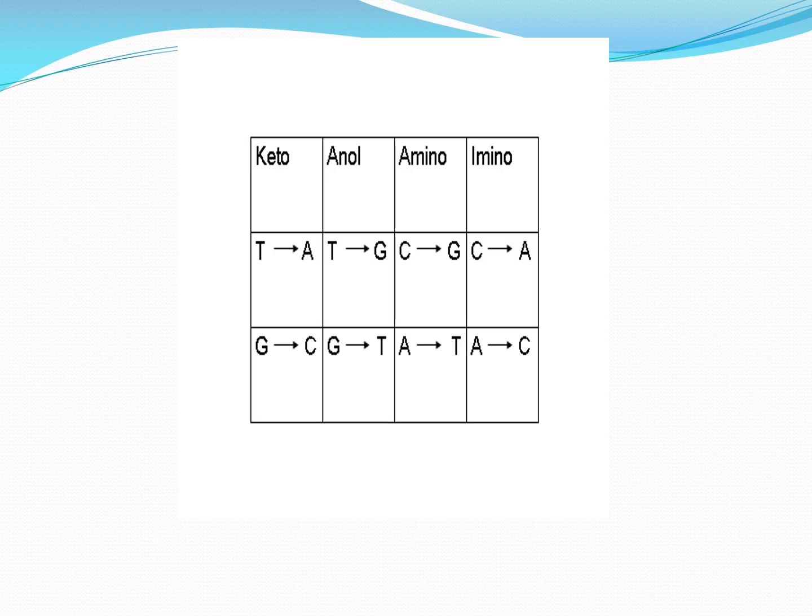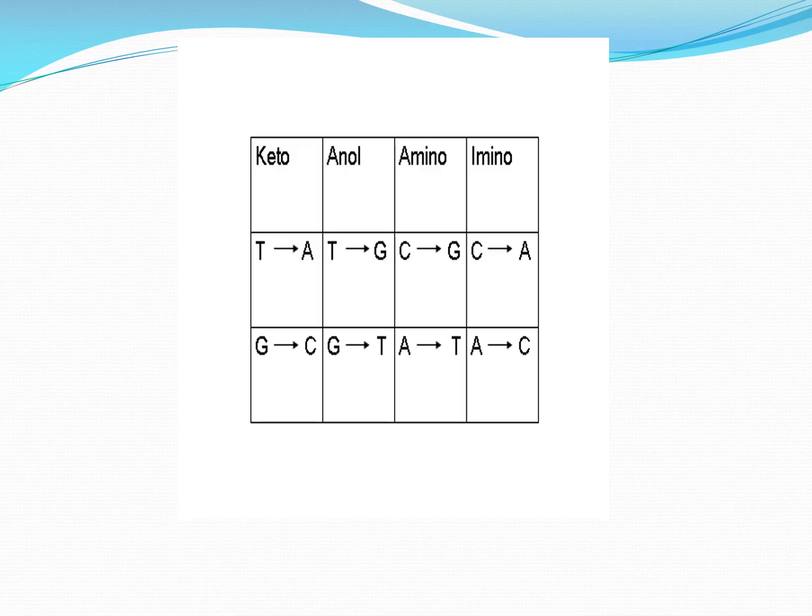How? When a base is in its rare tautomeric form, it can pair with the wrong partner. For example, thymine in an enol form can pair with guanine instead of adenine. Cytosine in an imino form can pair with adenine instead of guanine.